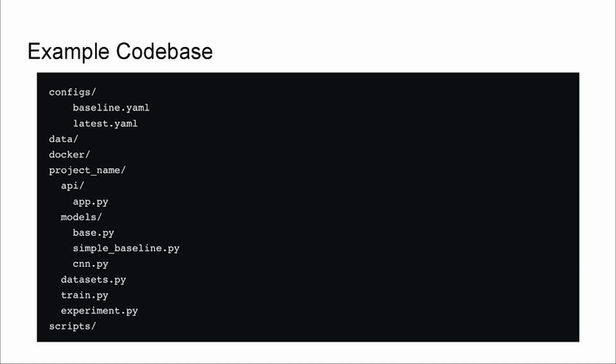Datasets.py manages construction of the dataset. Experiment.py manages the experiment process of evaluating multiple models and ideas. Train.py defines the actual training loop for the model.